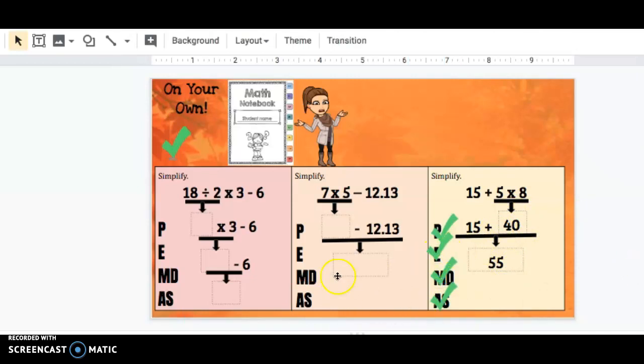Okay, so please use this as a resource. It will help you out, I promise. If you still are struggling with order of operation, contact me and I will help you. Okay?